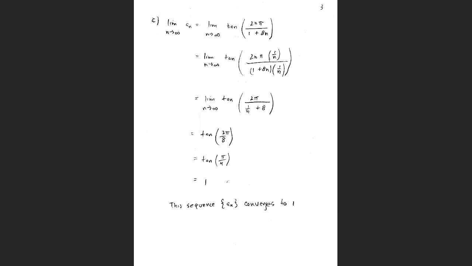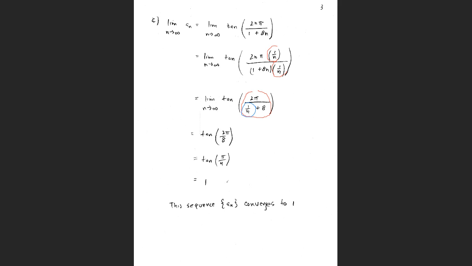So, if I'm being formal about it, I'm going to multiply by 1 over n on the top and the bottom, so I can rewrite that angle in a little bit easier form to analyze. We know that, but I'm just trying to be formal about it. Clearly, the 1 over n approaches 0 here as n goes to infinity, giving you 2 pi over 8.